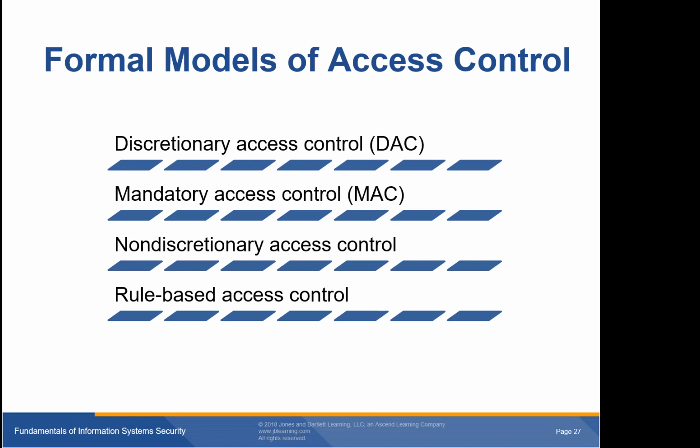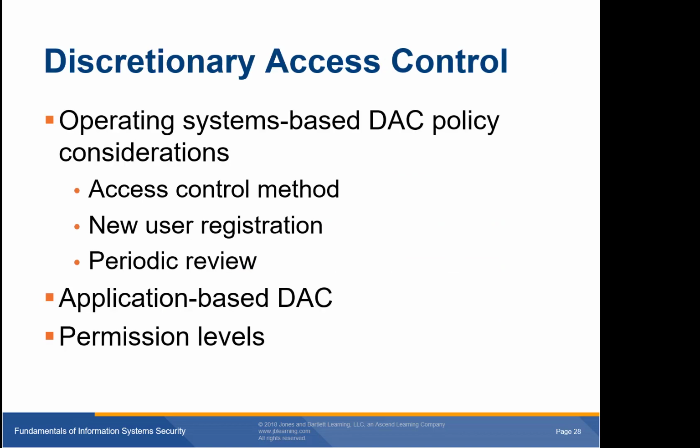Non-discretionary access control is closely monitored by the security administrator, not the system administrator. And rule-based access control is a list of rules maintained by the data owner, which determines which users have access to objects. Let's take a closer look at discretionary access control. The Common Criteria define discretionary access control as follows. It's a means of restricting access to objects based on the identity of subjects and/or groups to which they belong. The controls are discretionary in the sense that a subject with certain access permissions is capable of passing that permission, perhaps indirectly, onto any other object.